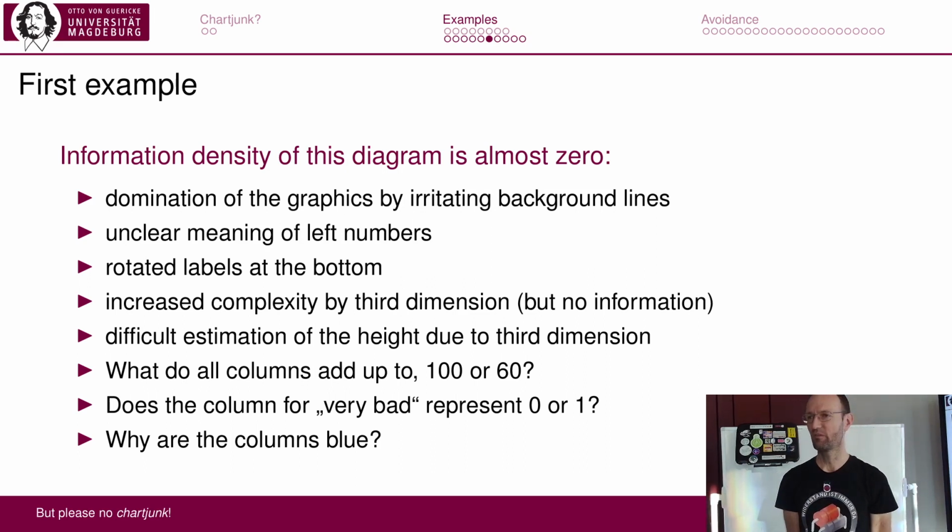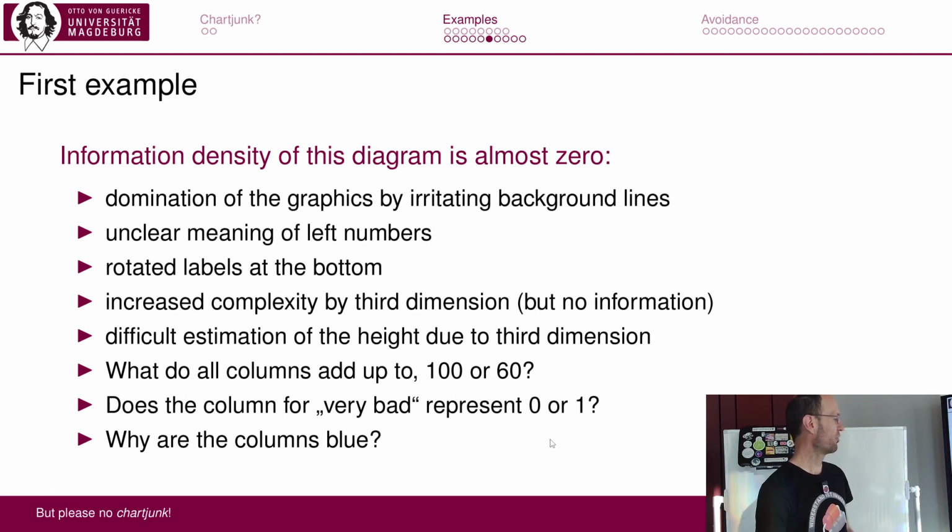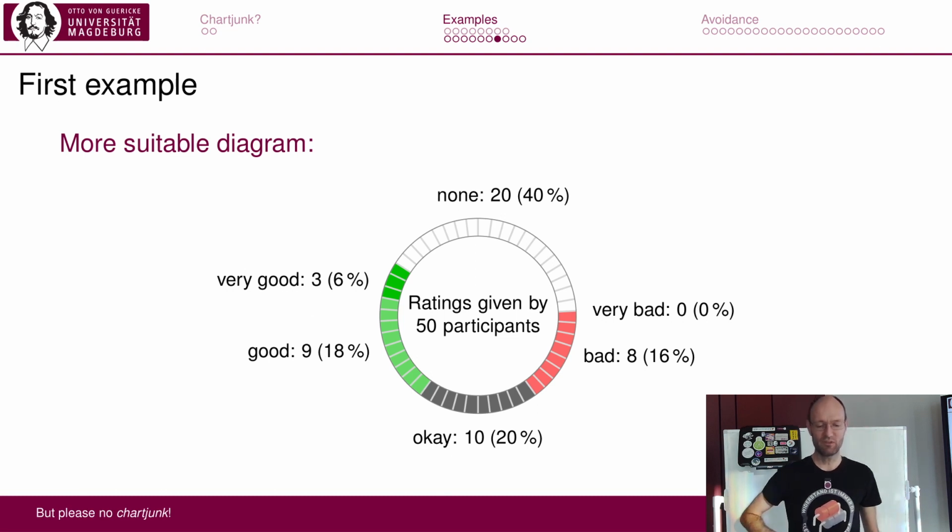Some of them we have discussed already. So we have this 3D effect. The 3D effect makes it difficult to assess the height of the bars. Then no one really knows, is this absolute numbers, is this a percentage? Then these rotated labels at the bottom make it somehow difficult to read. The blue area that we have seen there, does this mean 0 or 1? And one question could also be, why are all these bars blue? Does this color have some meaning? Probably not.